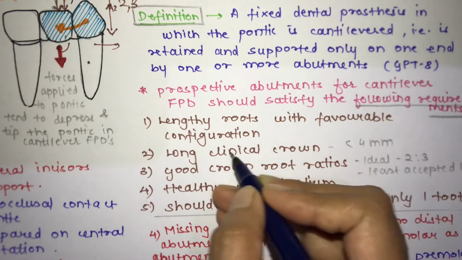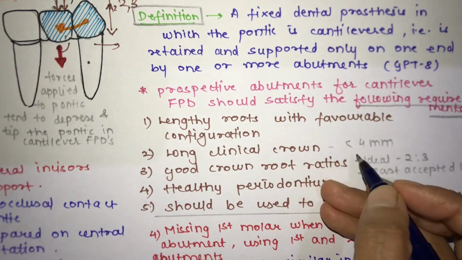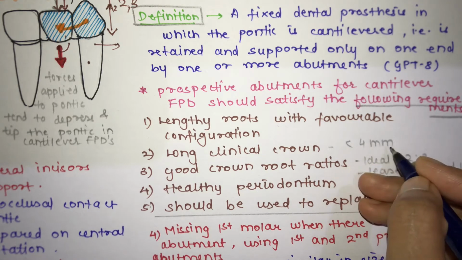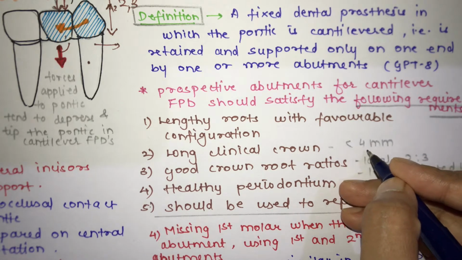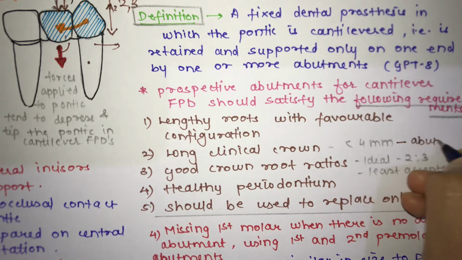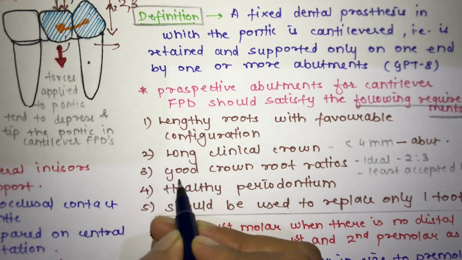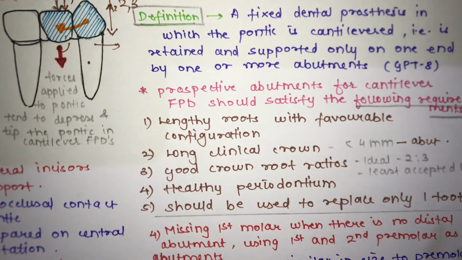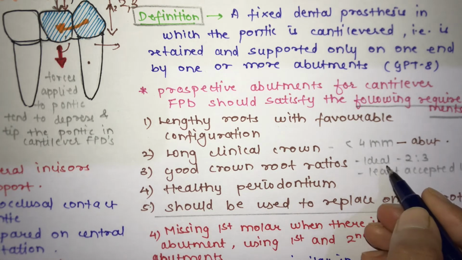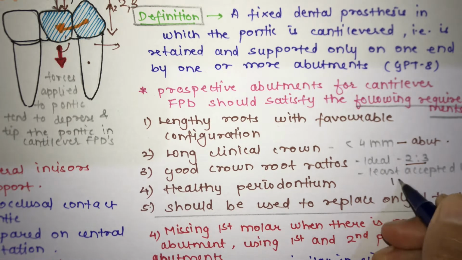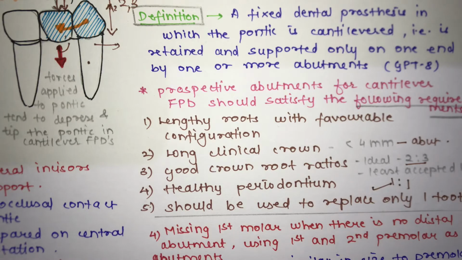We have already seen this in the selection of abutments. We have seen that it should not be more than 4 mm. Why? Because if the clinical crown length is more than 4 mm, then you need extra abutment support. The next is that it should have a good crown root ratio. Again, in the video on abutment selection, we saw that the ideal crown root ratio is 2:3, but the least acceptable one is 1:1. So you can use this crown root ratio also.